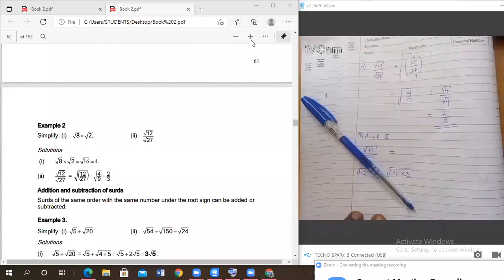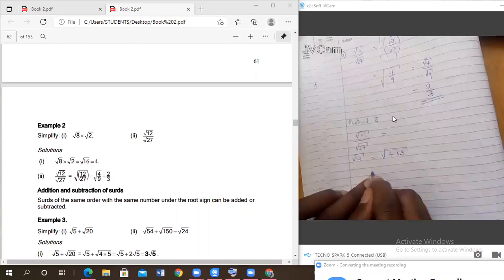Teacher, I logged in late and was disturbed, so I'm confused where we are exactly. We are on example number 2, Roman 2, okay? Simplification of surds.